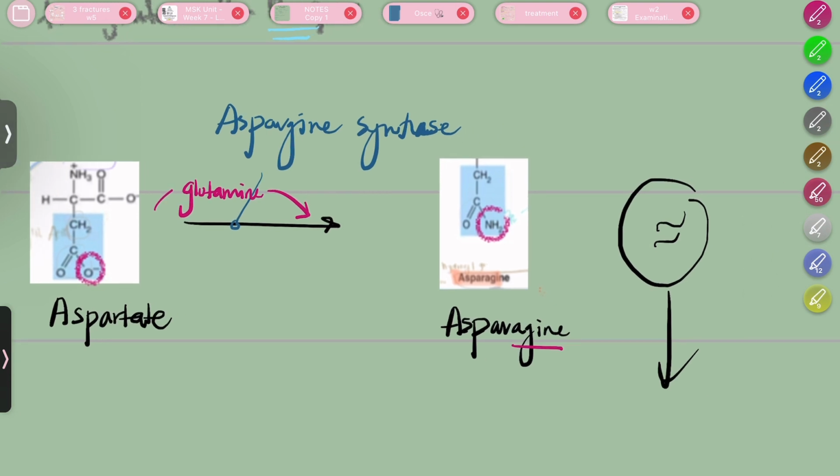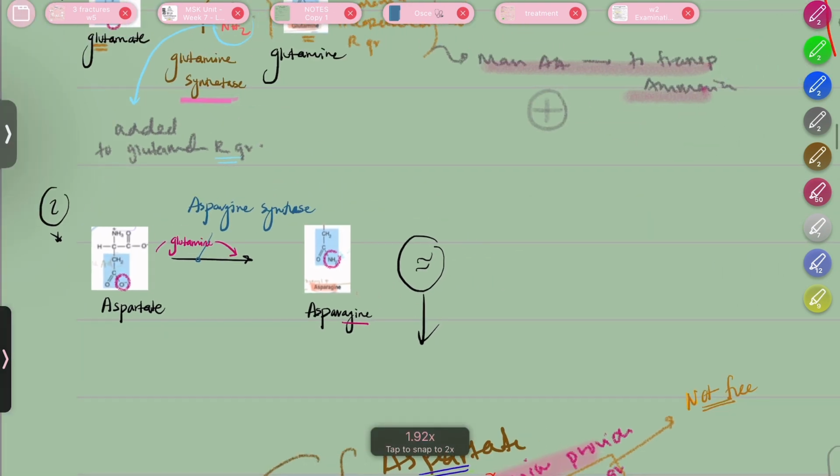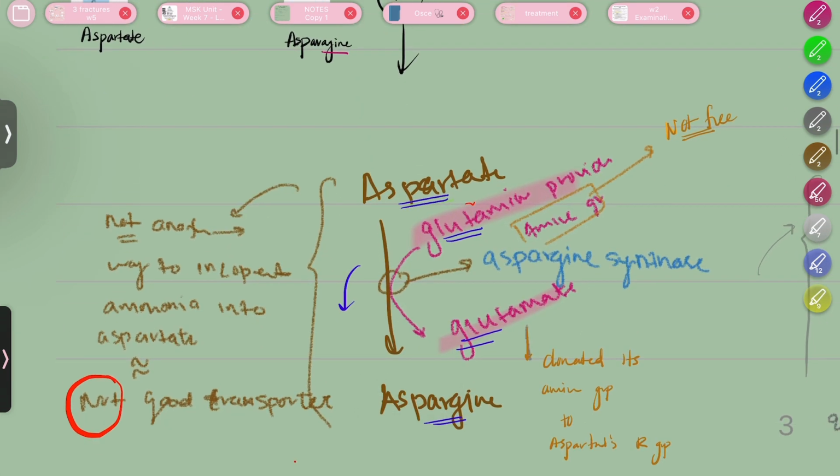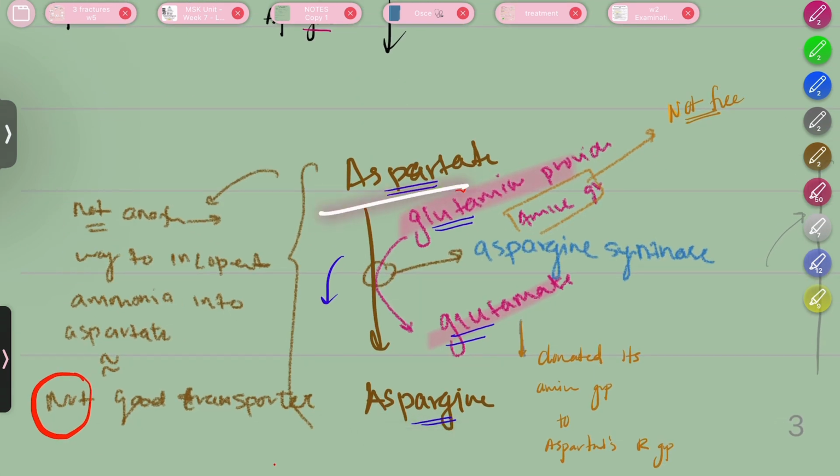And now we have the asparagine ready with the ammonia group or the amino group in its R group again, and not in the alpha carbon, the main skeleton. But the problem that presents over here is that when the aspartate wants to incorporate this ammonia in order to transport it and become the asparagine, it uses the glutamine as help. So it also acts as a donor of the amine group.